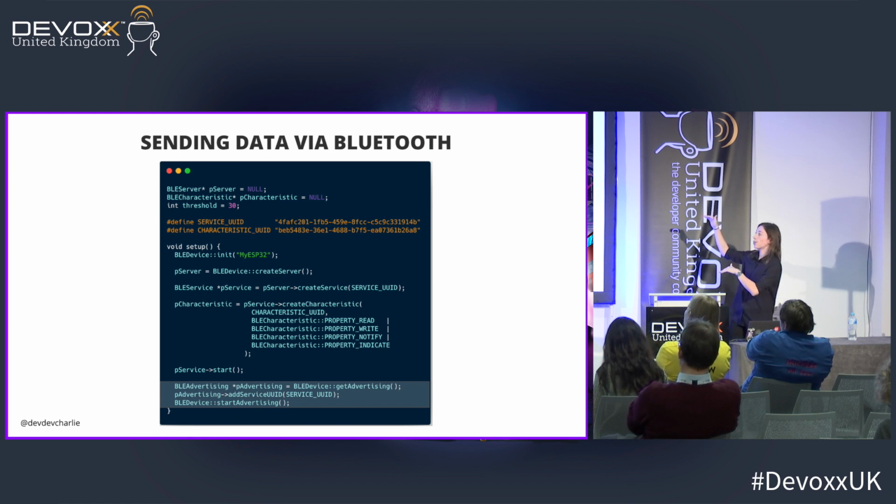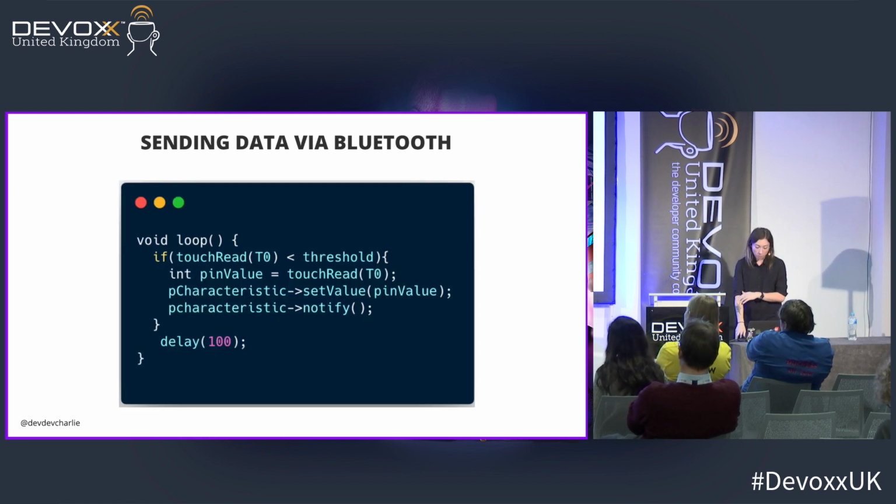So this is pretty standard. You will barely change any of this. It's in the loop function that you will change stuff, because again, if the data that you get from that pin is less than the threshold, you store it in an integer, set this value in the characteristic, and notify it so that the front end can have it.